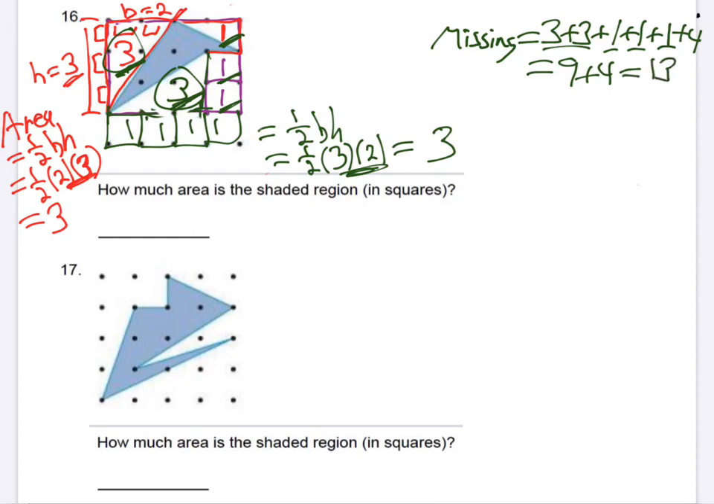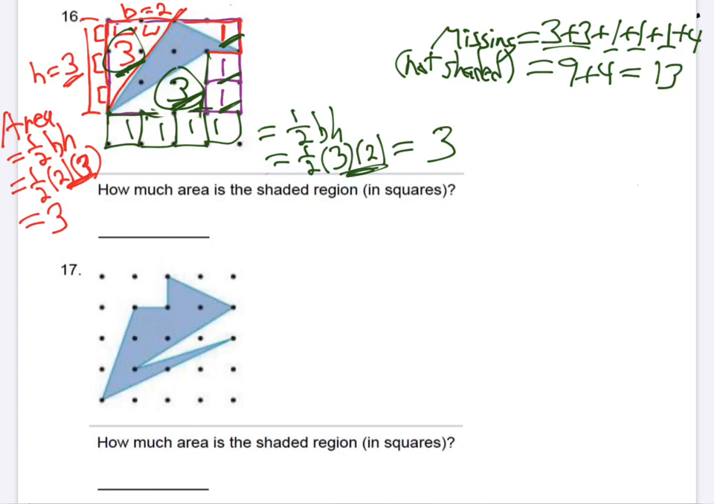So 13. The whole bottom row is missing, and then all that other stuff. So there are 13 total squares that are not shaded. We counted what is not shaded: 13 total squares that are not shaded.